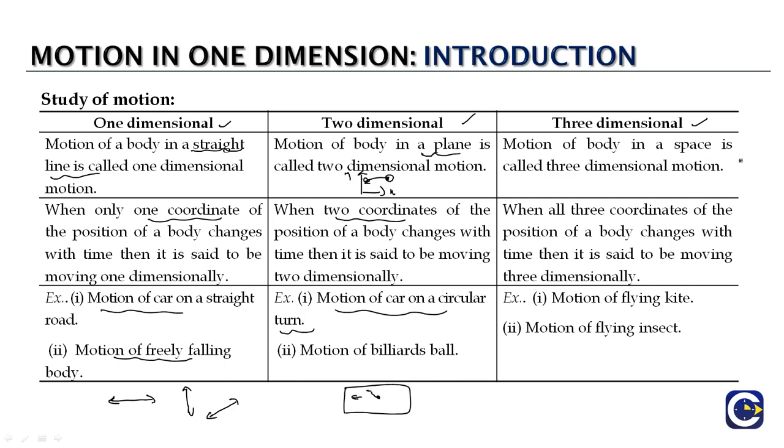The last one, which is the general type of motion, is 3D motion, where the object will be moving in space, and all three Cartesian coordinates, x coordinate, y coordinate, z coordinate, will be changing when it is moving from one place to another. Examples are the motion of a flying kite, and a flying insect, or rather anything which is moving in space, we can take it as three-dimensional motion. Now in the subsequent videos of this topic, we'll take a deeper look at how we'll study one-dimensional motion.